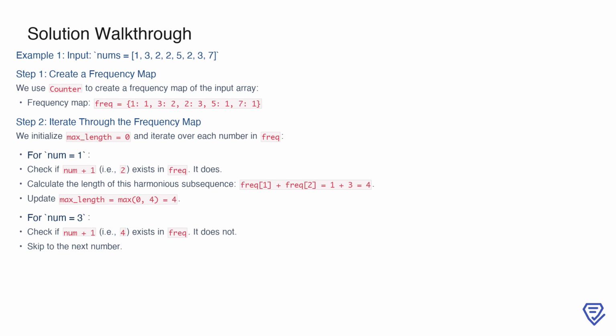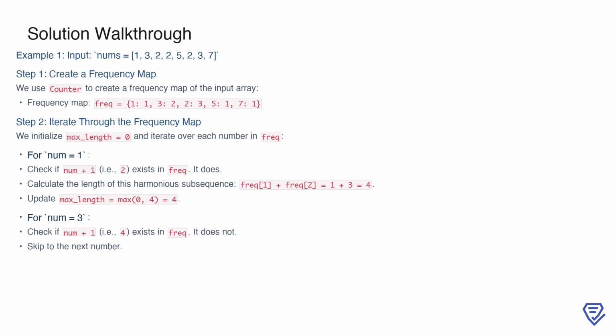Next, we iterate through each number in this frequency map to calculate the length of any harmonious subsequences. We also initialize max_length = 0 to keep track of the longest subsequence found so far. For number = 1, we check if number + 1, which is 2, exists in the frequency map. Since it does, the length of the harmonious subsequence formed by 1 and 2 is frequency[1] + frequency[2] = 1 + 3 = 4. We then update max_length to 4.